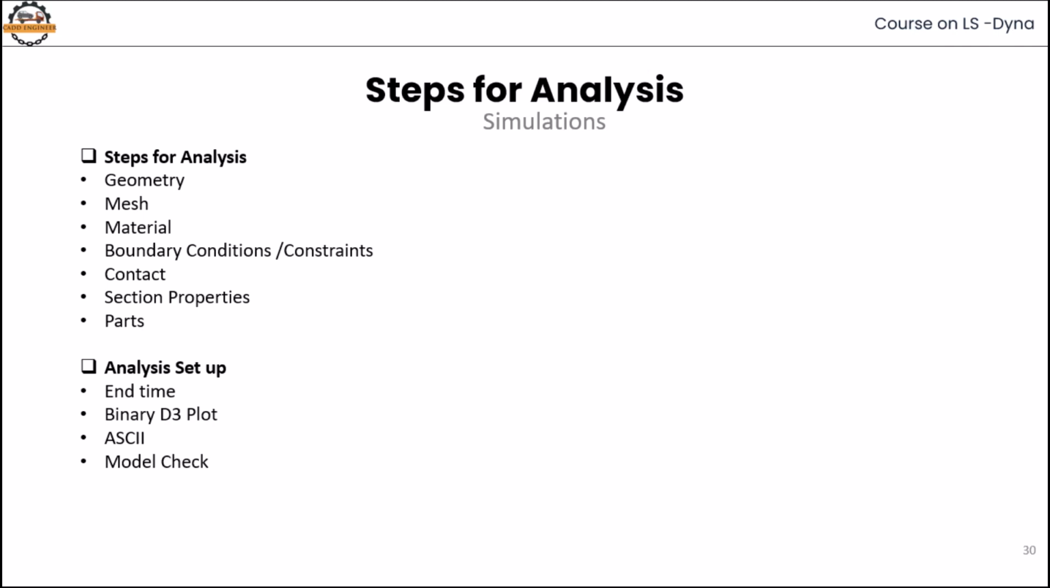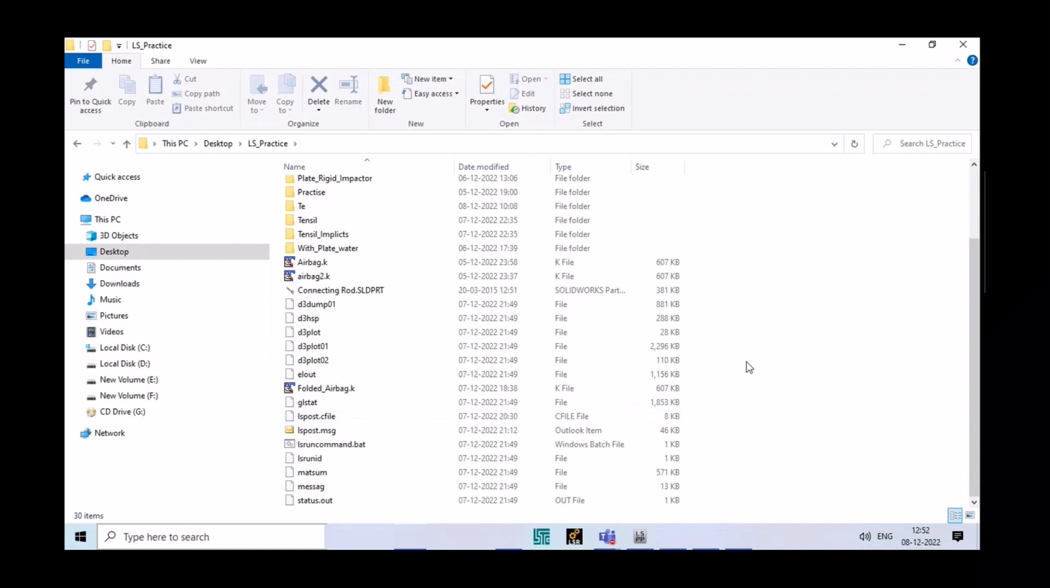After doing all these processes, you have to set the end time of the simulation, and we can set the binary D3plot, which is our result file when you perform the simulation. When you perform the complete simulation of any part, some files will be available. We don't need to look at all the files, we only look at this file for results. If I want to see the simulation of my part, I go to the D3plot file and I can see the simulation.